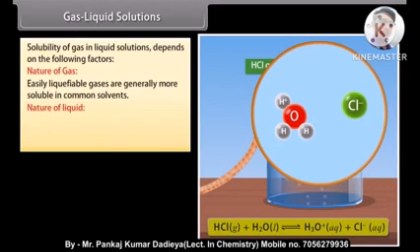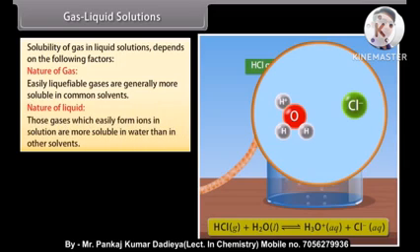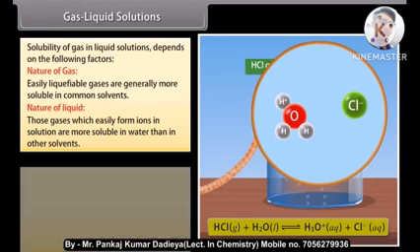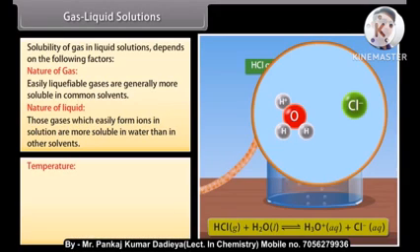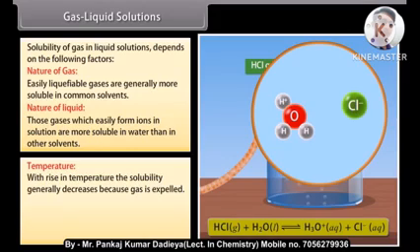Nature of liquid: those gases which easily form ions in solution are more soluble in water than in other solvents. Temperature: with rise in temperature, the solubility generally decreases because gas is expelled, but some gases find their solubility increased at a higher temperature.